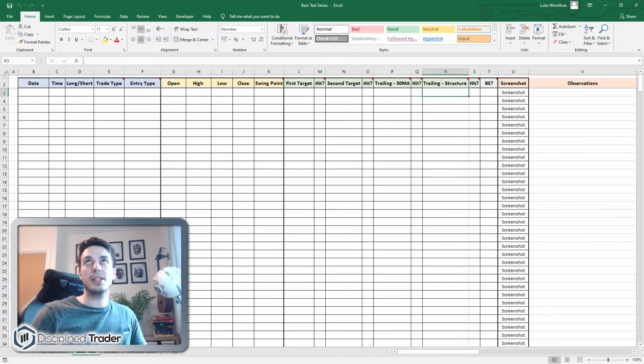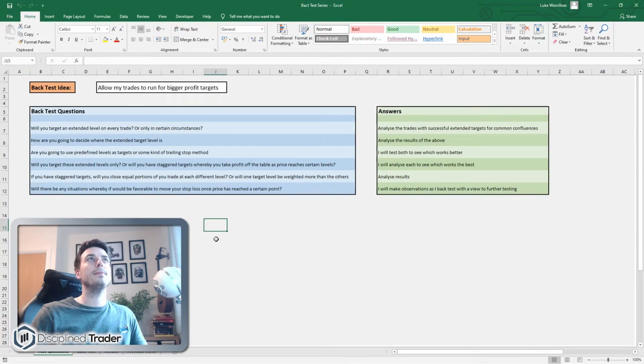So those are the type of things I'm going to be testing. And then based on the results, I will know which of these are the most effective. It might turn out that just having fixed targets is much more beneficial than having trailing targets at all, or a particular type of trailing target might be more beneficial than the other. You might find that your trailing targets are just better than fixed targets. Who knows? This is what the backtest is there to find out.